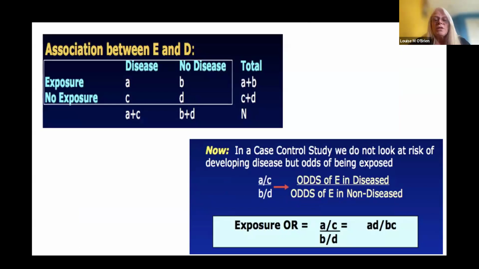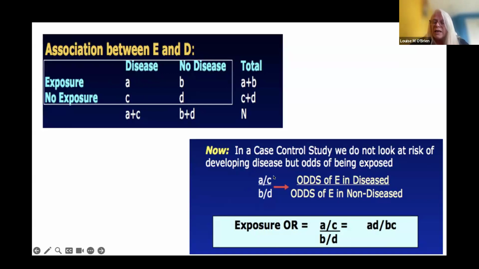We can look at the association between the exposure and the disease. Again, we go back to our 2x2 table, back to our ABCD boxes. But this time, the formula is different than it was for relative risk. We've got the same table, but we use the formula a little differently. We're not looking at risk of developing, because that's a relative risk. We're looking at the odds of having been exposed.